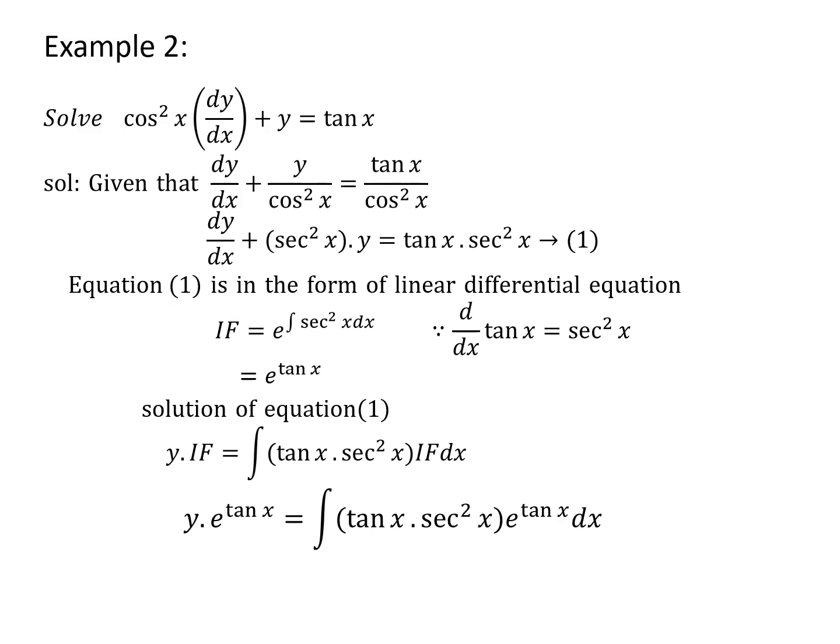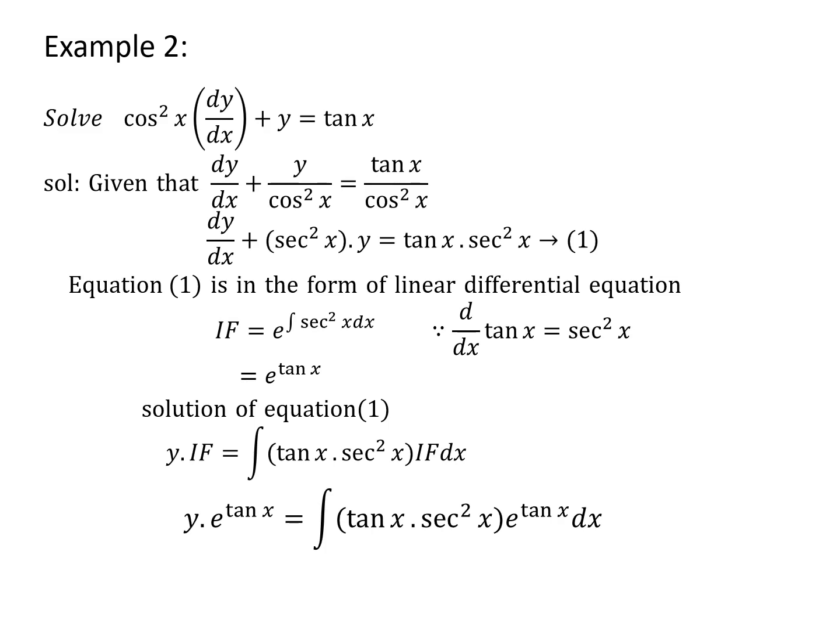Move on to the next line. dy/dx + 1/cos²x, whose value is sec²x, so it can be written as sec²x into y equals tan x into sec²x, as I told you 1/cos²x is sec²x. Let it be equation 1. Now equation 1 is in the form of a linear differential equation. Next, we need to find the integrating factor to find the general solution. The integrating factor formula is e to the power of integral P(x) dx. Instead of P(x), we took sec²x.